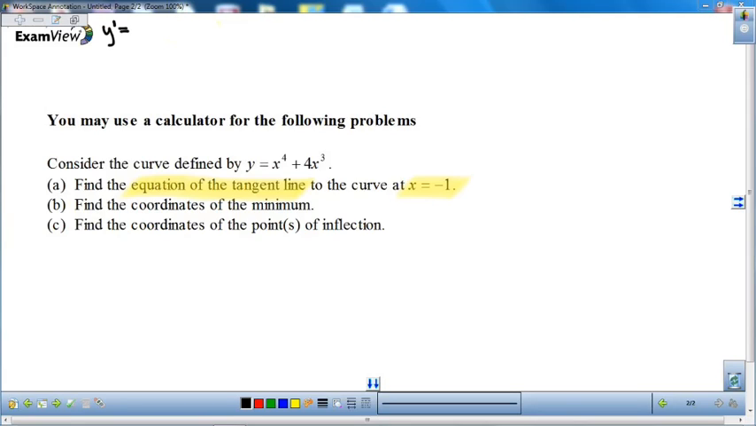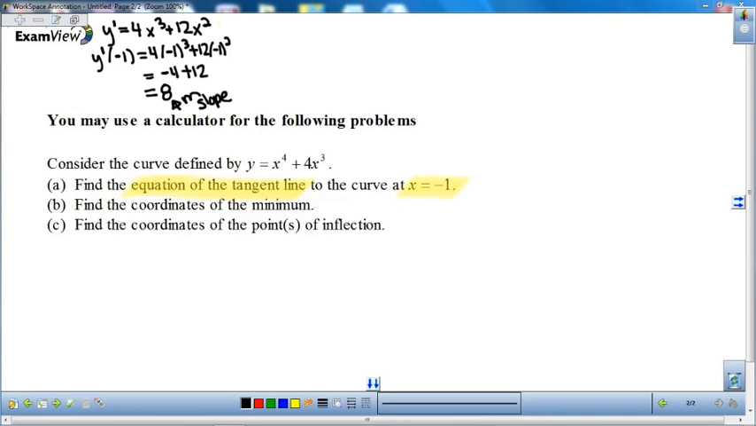So my derivative is going to be 4x cubed plus 12x squared. I'm not going to set it equal to 0 because you only do that to find your critical points. So what I'm going to do is substitute -1 because I'm trying to find the slope at -1. So this is going to be -4 plus 12, which is going to give me 8. So this is my slope of my tangent line when x equals -1.